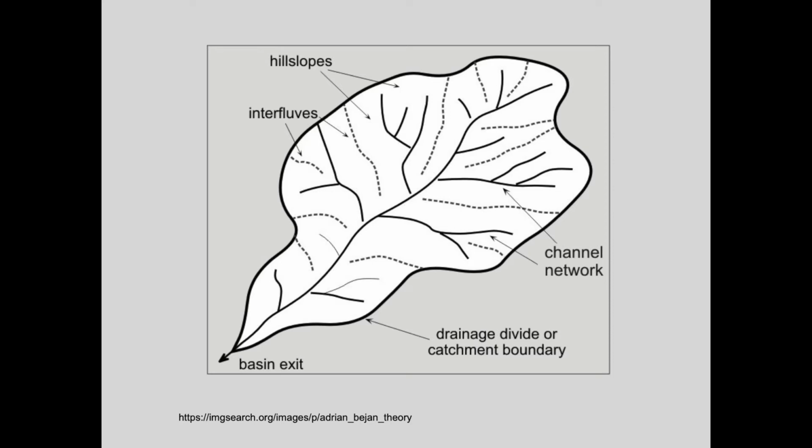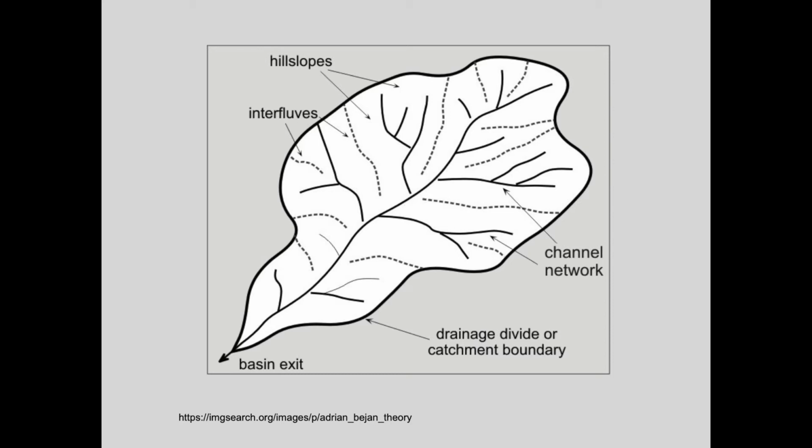You can see where the hill slope environments are. You have these kind of dotted lines here that in a sense represent the edges of an area that is actively being drained by a segment of the flow. You can see the channel networks themselves, and then eventually you see the basin and its exit.